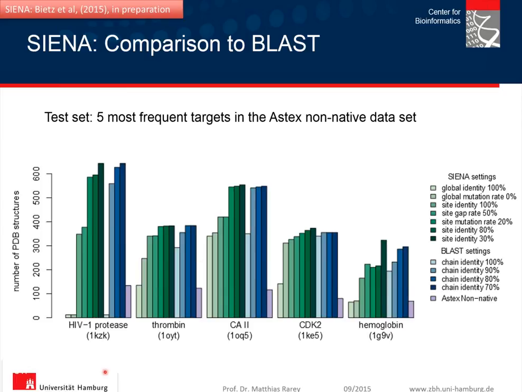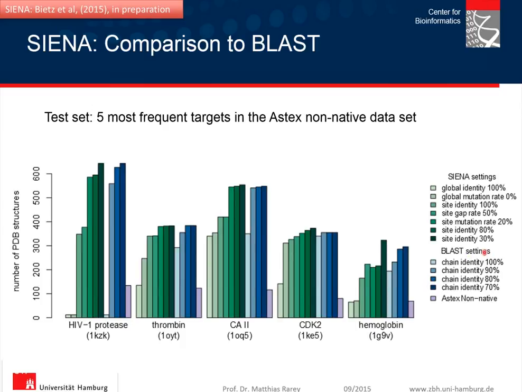So in this diagram, you see the 5 most frequent targets in the Astex non-native dataset. So we have most PDB structures. You see here, this goes up to several hundred, for example, for HIV protease. And here you see different settings for the tool. So the greens are the SIENA settings we have available, and the blue ones are the BLAST settings we have available.